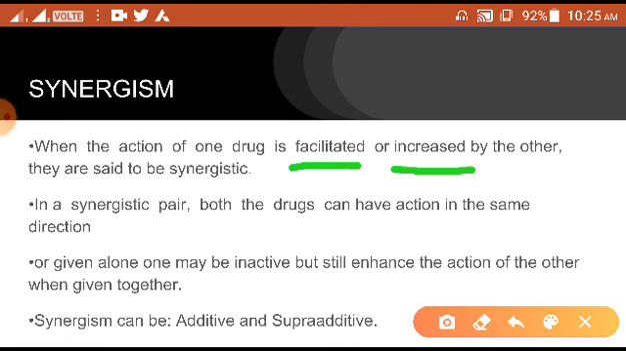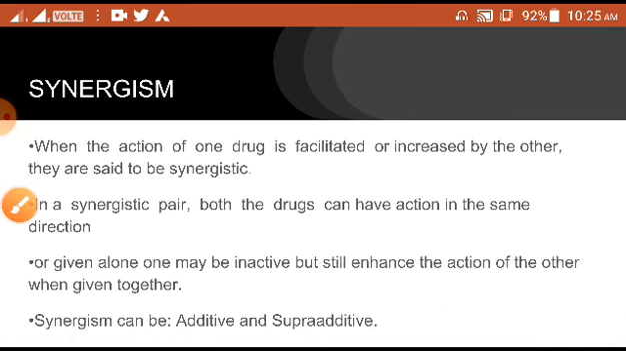Or given alone, one may be inactive. Now, second, another condition is one may be inactive and another is active. So one is enhancing the effects of the other one, right? As we have seen in the case of potentiation. So potentiation is also a type of synergism. Synergism can be additive or superadditive, which we call potentiation, right?